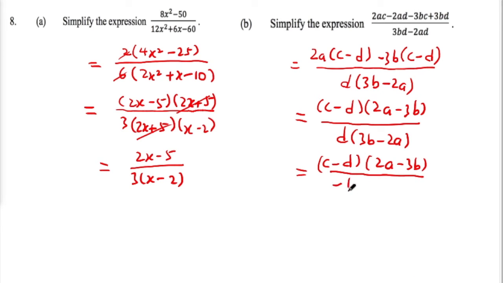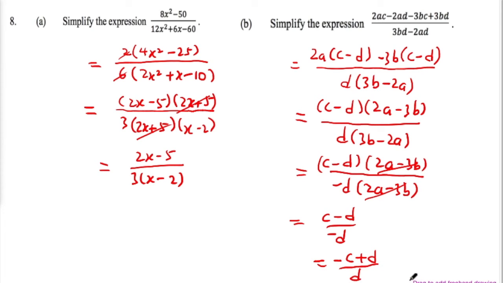So we take out the sign, put it in front. This becomes 2a minus 3b, which can be cancelled out. Now the answer is c minus d over negative d. There are too many negatives, therefore we need to simplify it further, and we can actually simplify it very easily by changing the sign for every term. C is positive, we change to negative, negative we change to positive, and negative change to positive. This is the final answer.